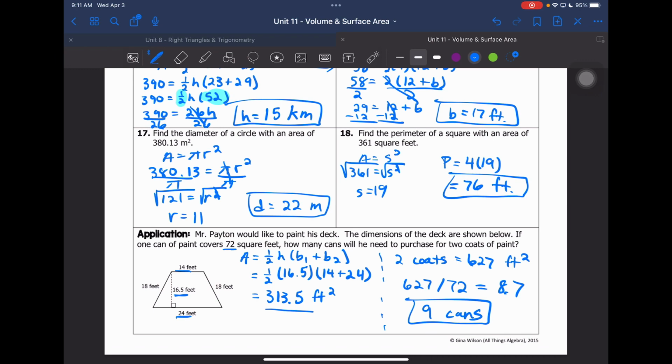9.1. Go ahead and do the exit ticket and have the homework turned in as well as the notes.